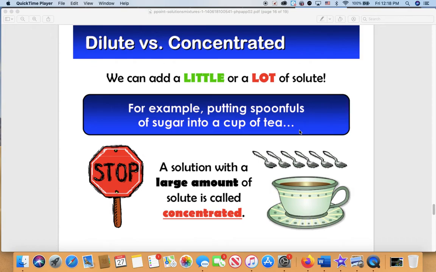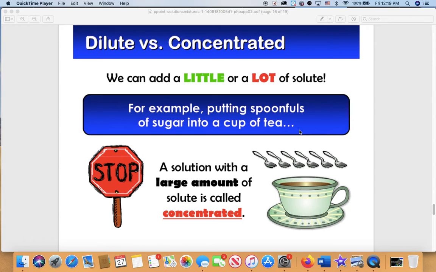If you have a lot of sugar, or a lot of a solute put into the solvent, you have something called a concentrate. And when something is concentrated, it has unique properties as well. For example, solutes can raise the boiling point of a solution above that of the solvent. So if I add sugar to water, the boiling point will increase.